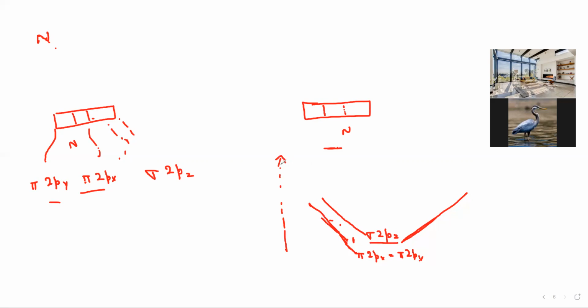Wait, what is 2px and 2py? I don't understand. Initially when I told you 1s, 1s is the name of the orbital. Oh yeah, I get it now. It is the name of the orbital.